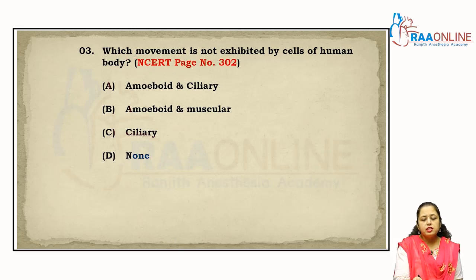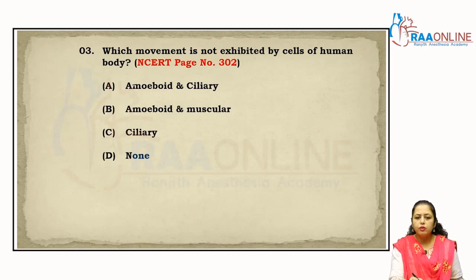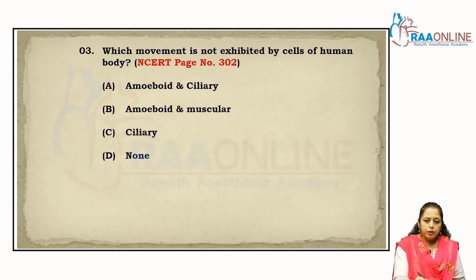Come to the next one, which is: which movement is not exhibited by the cells of the human body? Which kind of movement are we not doing? The options are amoeboid, or ciliary, or amoeboid and muscular, or ciliary, or none. So what do you think? What kind of movement does not occur in the cells of the human body? Amoeboid, ciliary, muscular. So there is none. Not exhibited, so the answer is none.